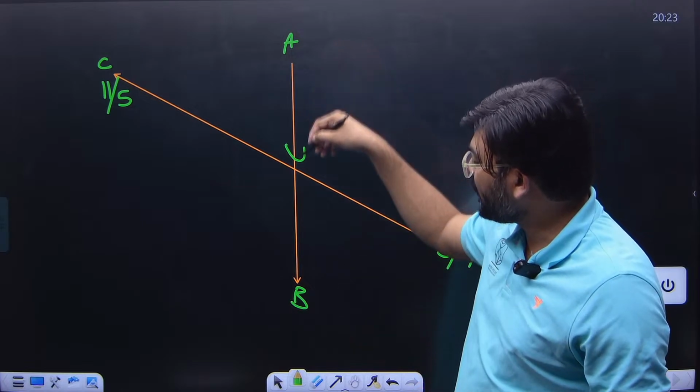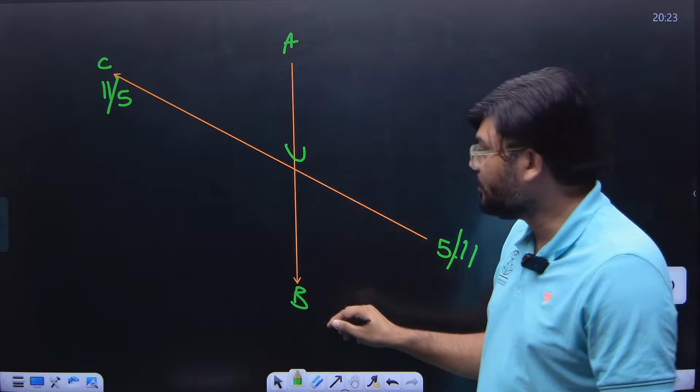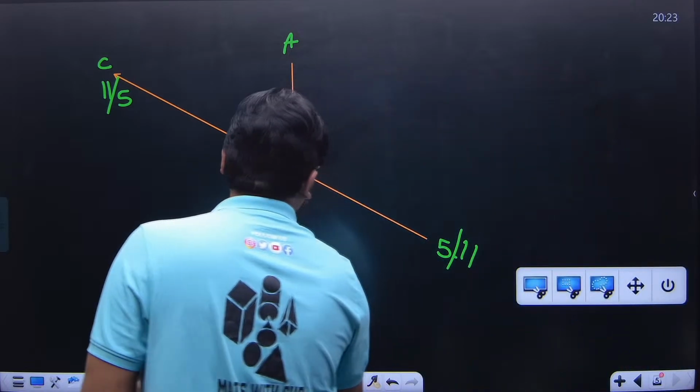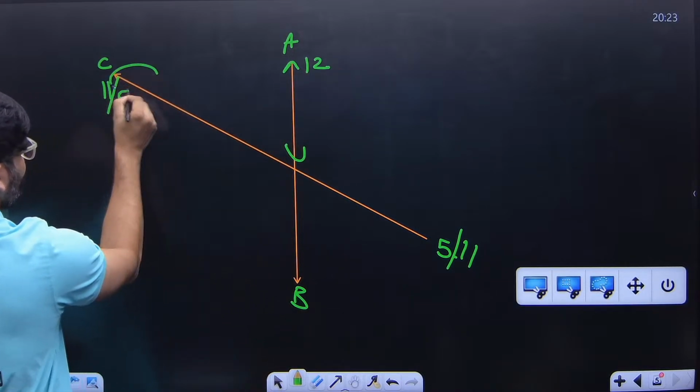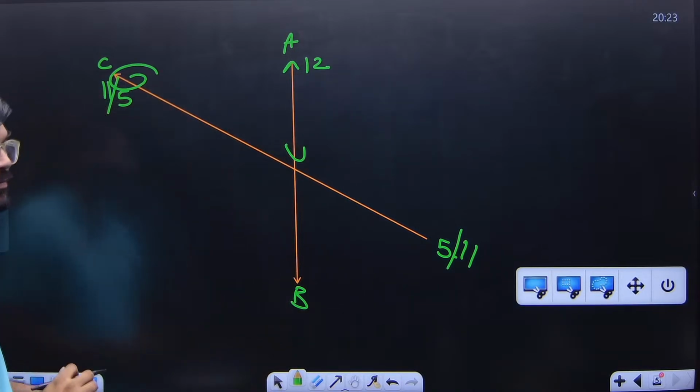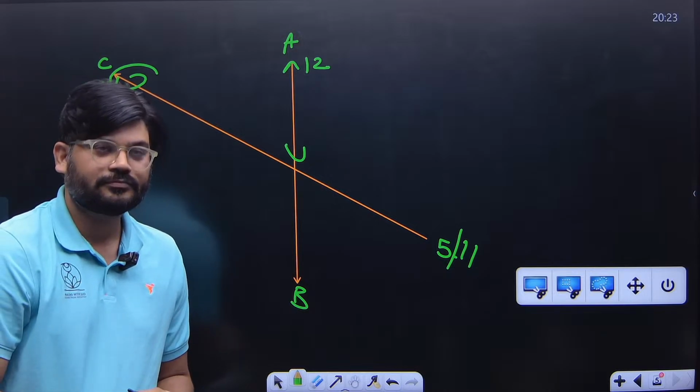And with respect to B, what will it be? So with respect to B, B is looking at A. So this is 12 PM now. So with respect to B, it will be 11 PM. Are you getting it? Yes.